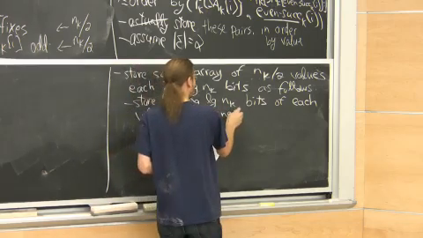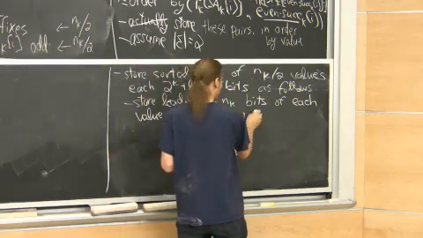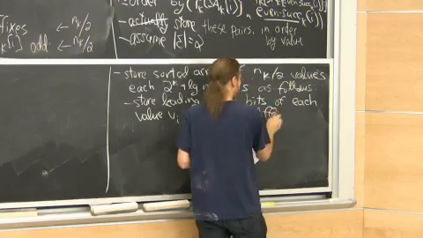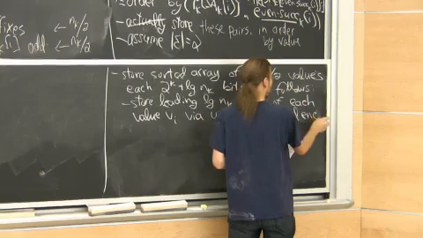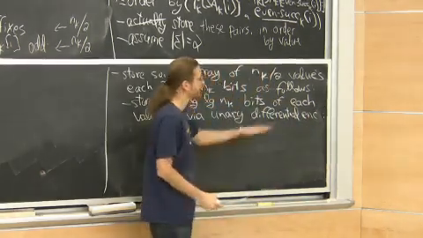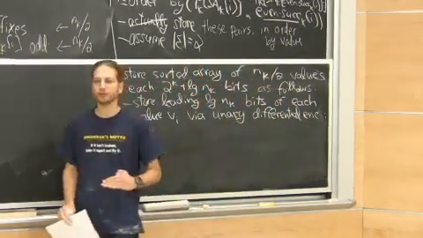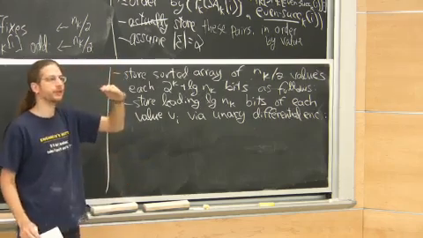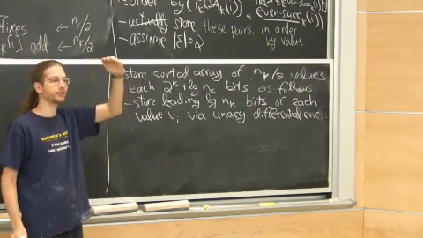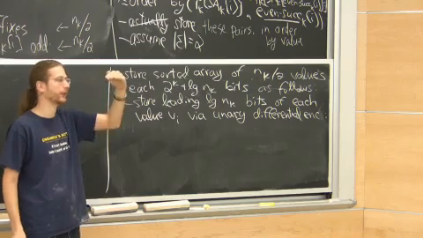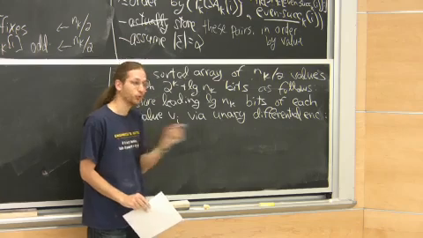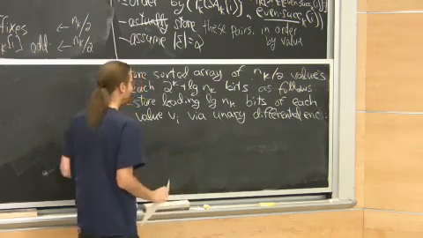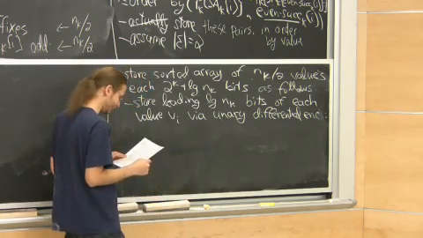Okay, here's the crazy idea. We're going to use unary encoding, unary differential encoding. Differential encoding means instead of storing a list of values, you store the first value, then the next value minus the first value, and then the next value minus that value, and so on. And unary means we're going to represent those differences in unary. Seems like a bad idea, but it turns out it's a good idea.